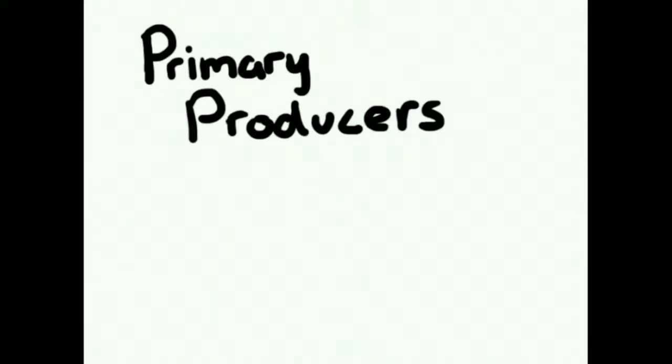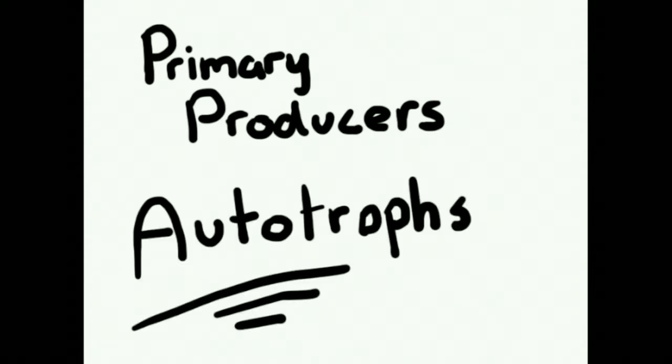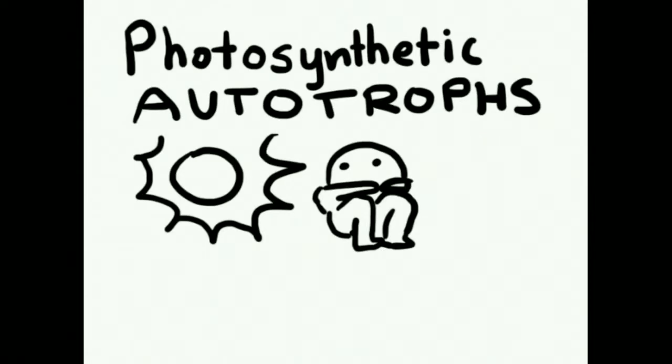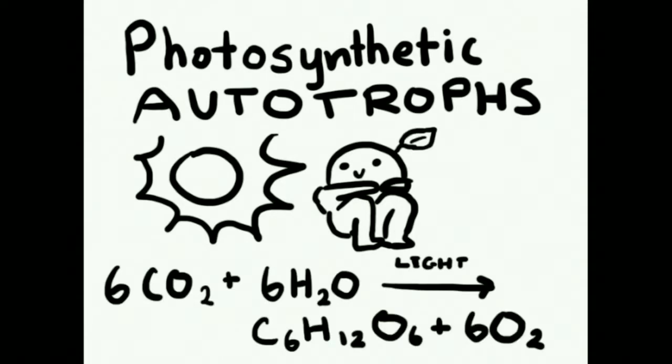Wow! Look around! This place is crawling with primary producers. Excuse me? Primary producers, otherwise known as autotrophs. There are different kinds of autotrophs, all of which produce biomass from inorganic compounds. Some make energy from sunlight. These are called photosynthetic autotrophs. They produce glucose and release O2 as a byproduct.